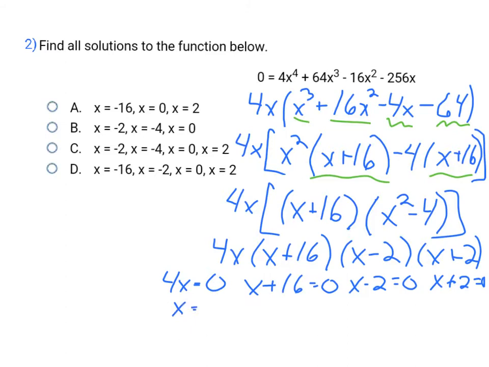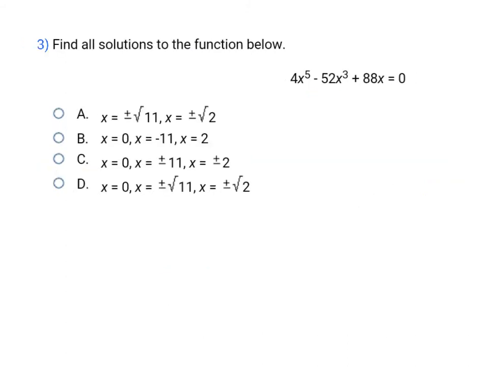Here x equals 0. Here x equals negative 16. Here x equals 2. Here x equals negative 2. So I had a highest power of 4. So that means I can have up to 4 answers. And so that makes my final answer here D.